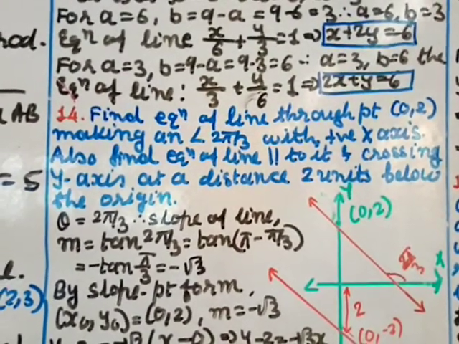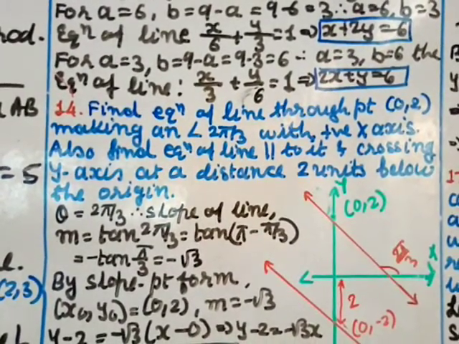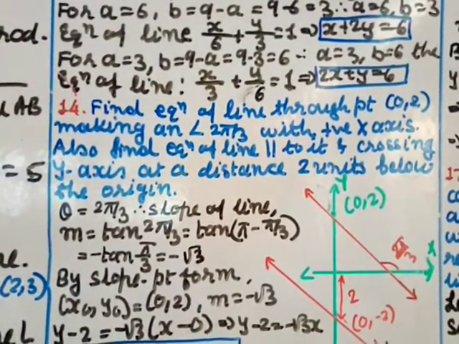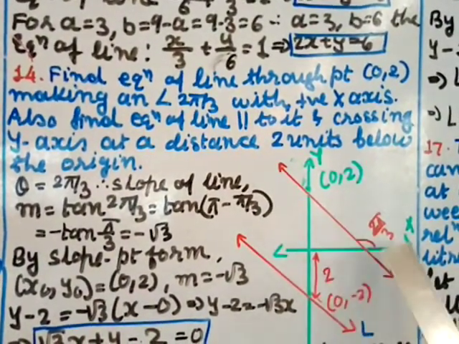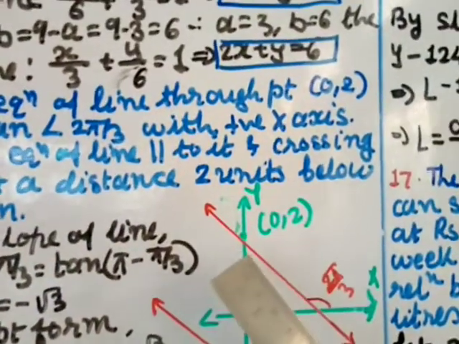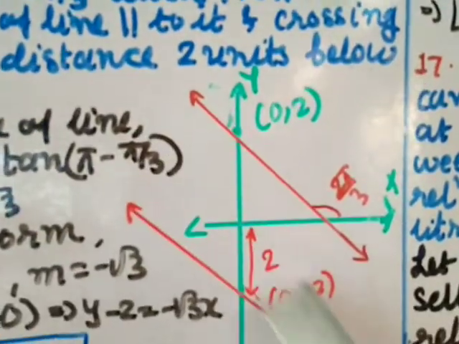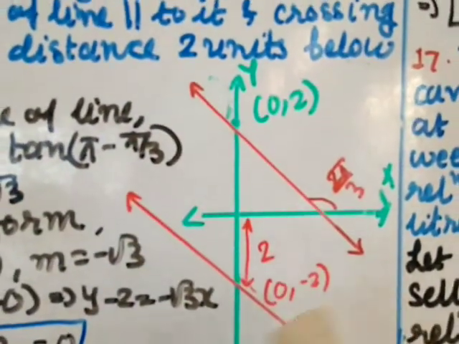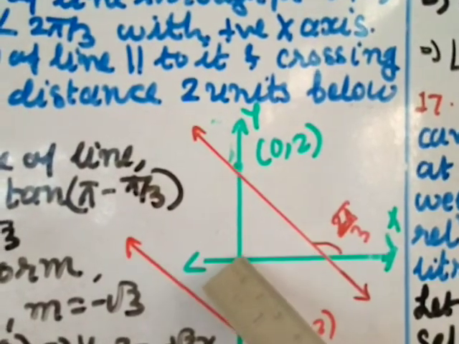Also find the equation of a line parallel to it and crossing the y-axis at a distance of 2 units below the origin. So you are given a line which is making an angle 2 pi by 3 with the x-axis, and it is passing through the point (0, 2). Then you have to find another line which is parallel to this.